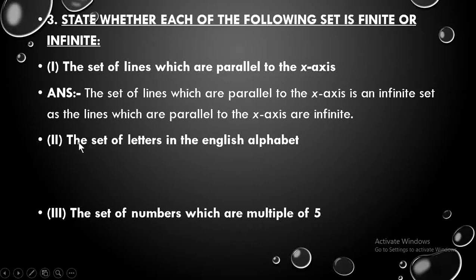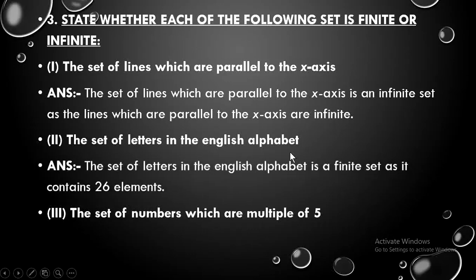The next one says the set of letters in the English alphabet. Now you know that there are 26 letters in the English alphabet and you can make a set of that. That is, there is a definite number that is 26. So again, it is a finite set.